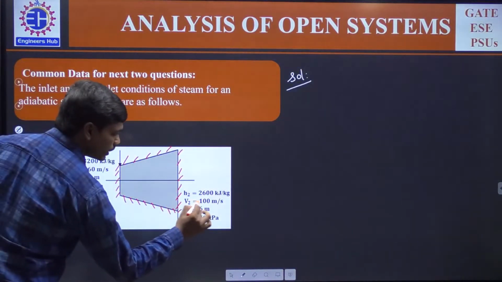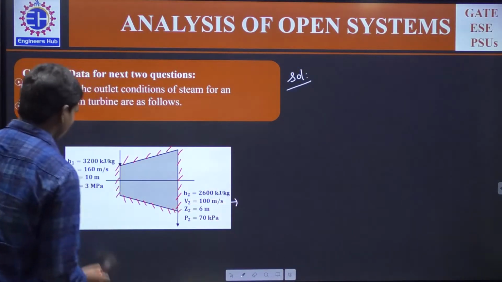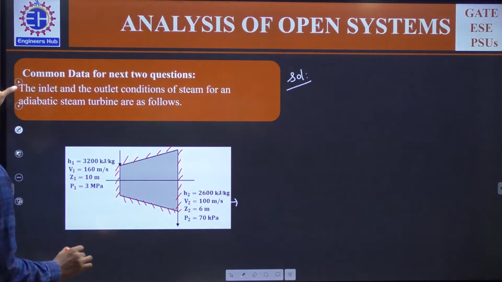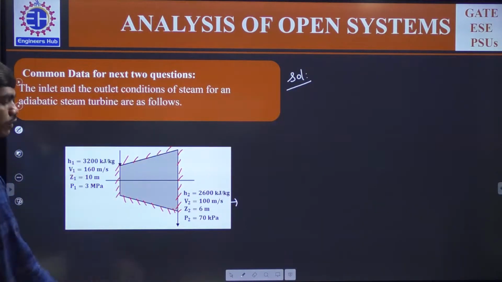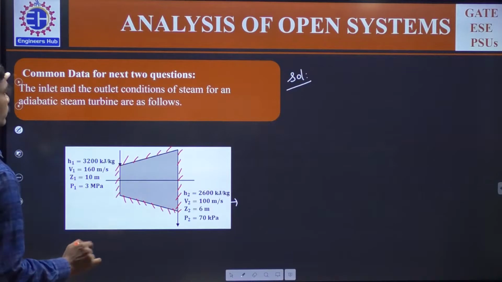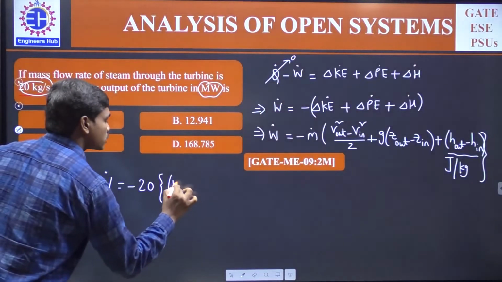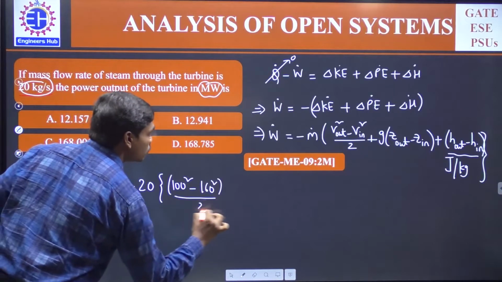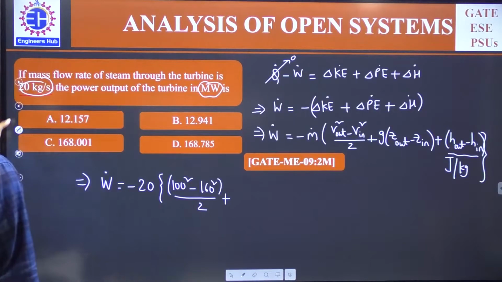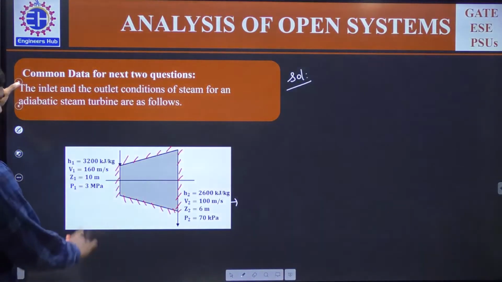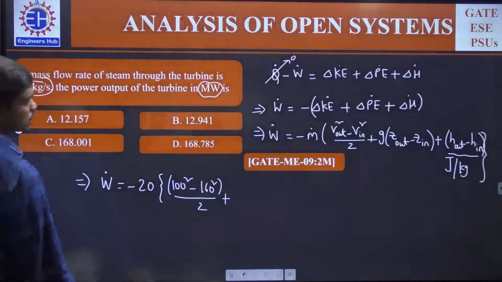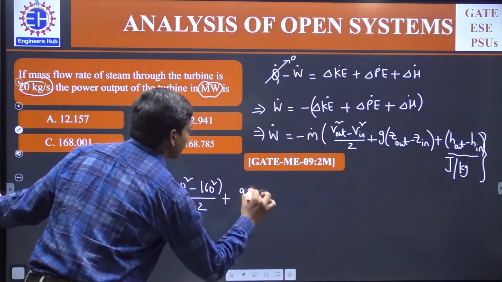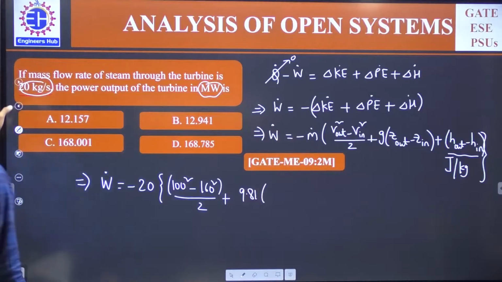If you see, this V2 is 100 meters per second and this V1 is 160 meters per second. So V out square minus V in square is 100 square minus 160 square, divided by 2, plus g. Did they ask us for any value of Z? Okay, so we'll take 9.81 into Z out minus Z in.